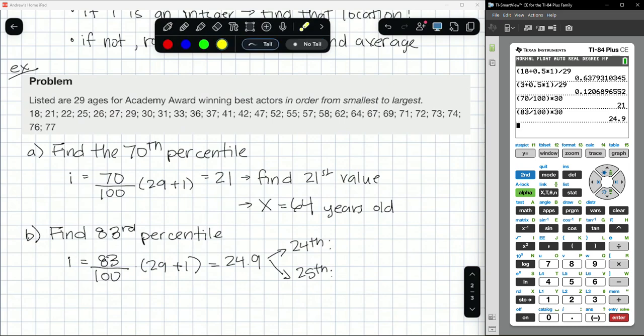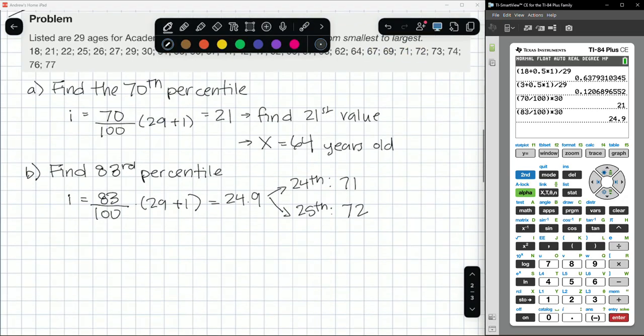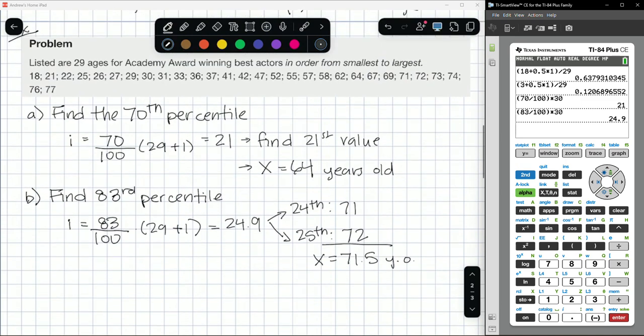So let's start counting. I know 64 was the 21st, and the 22nd, 23rd, 24th and 25th are 71 and 72. And the value that's halfway between 71 and 72 is 71.5. So the 83rd percentile for these 29 award-winning best actors is 71.5 years old.